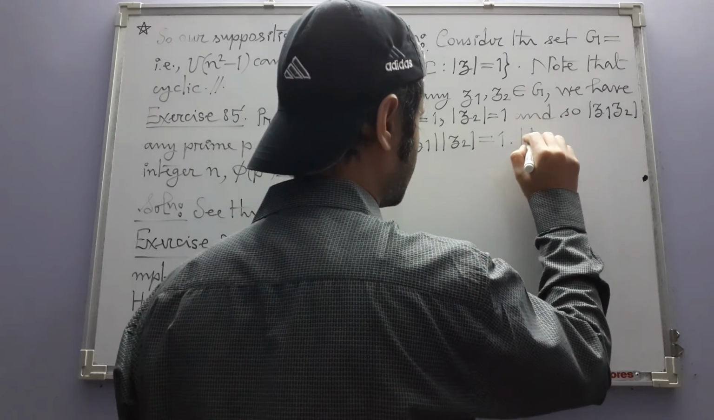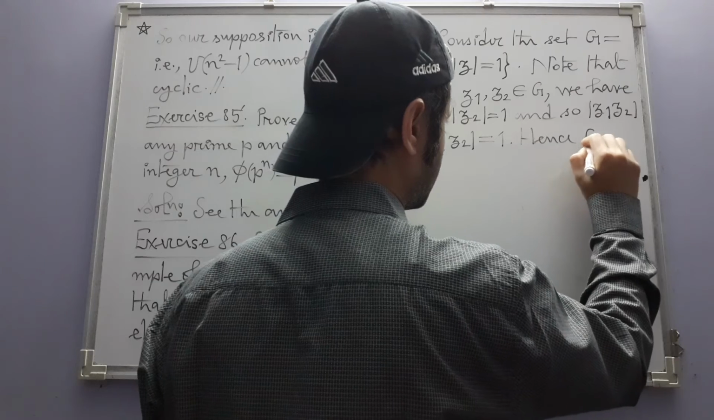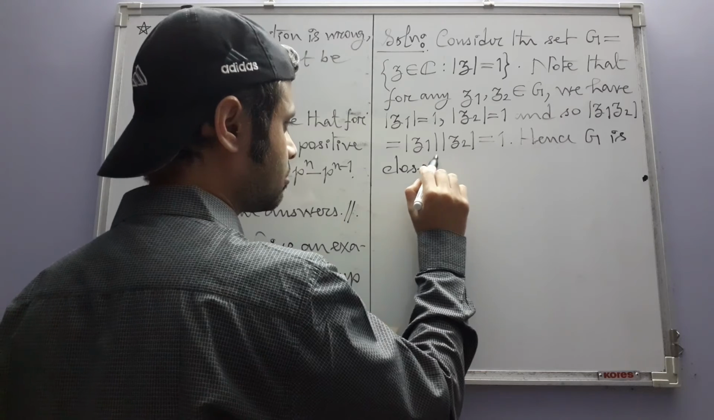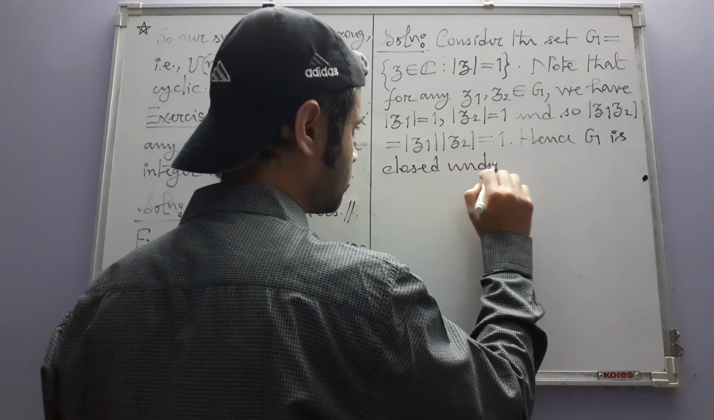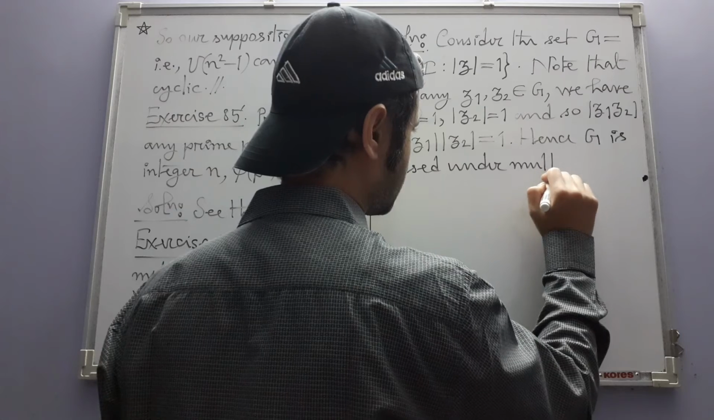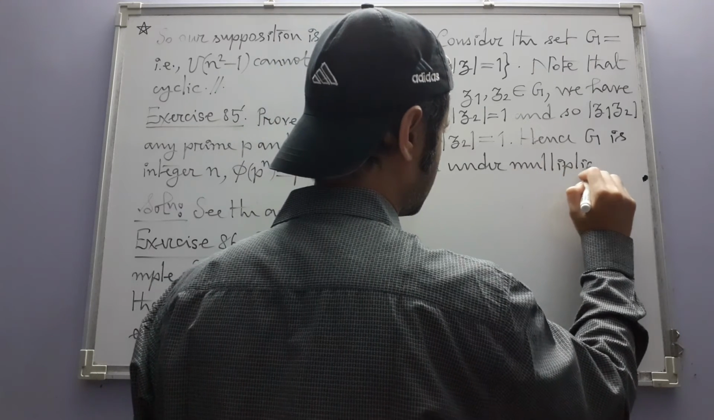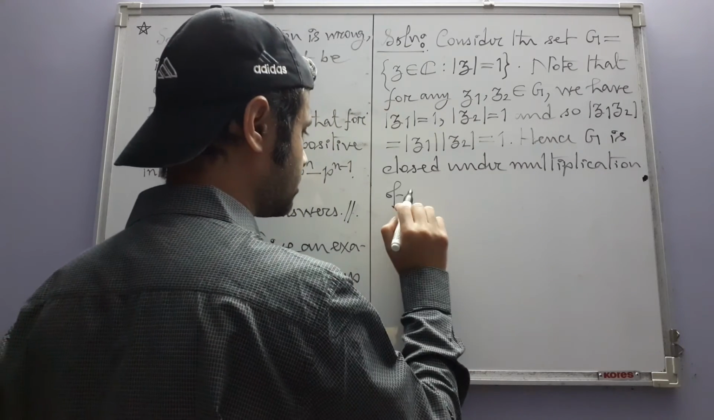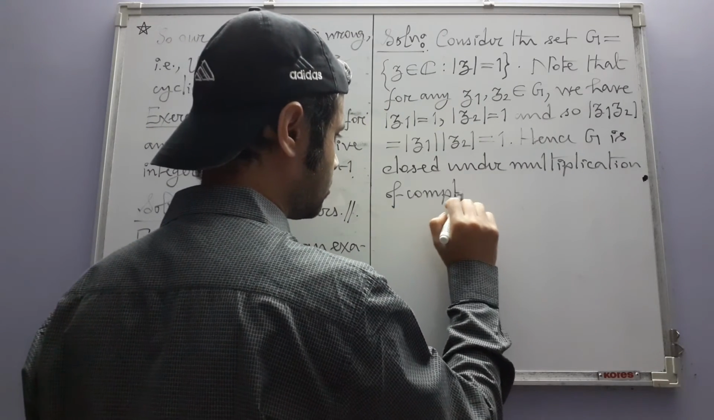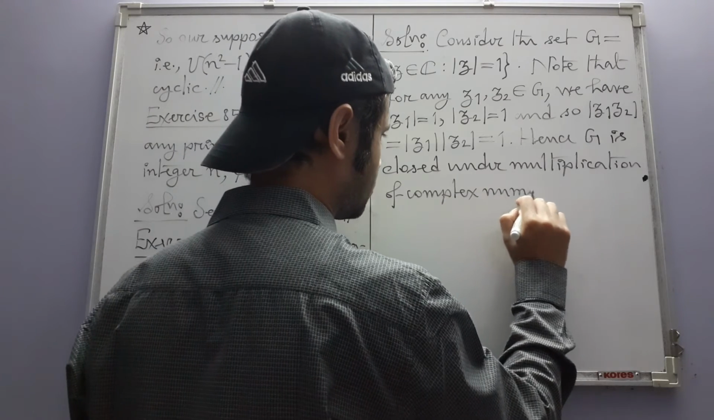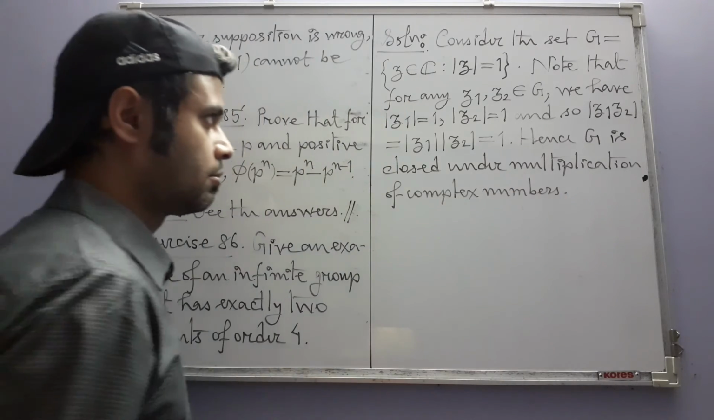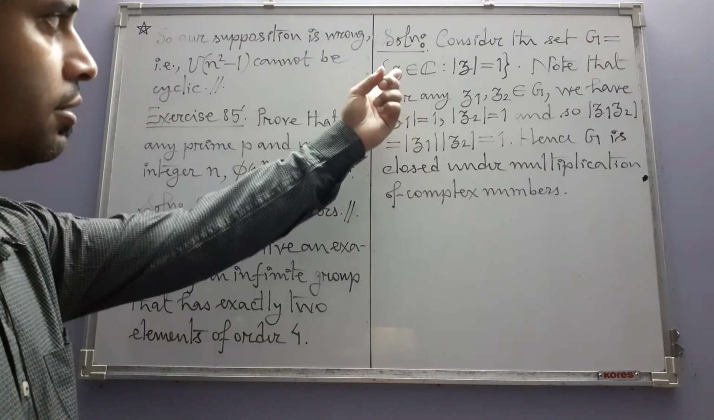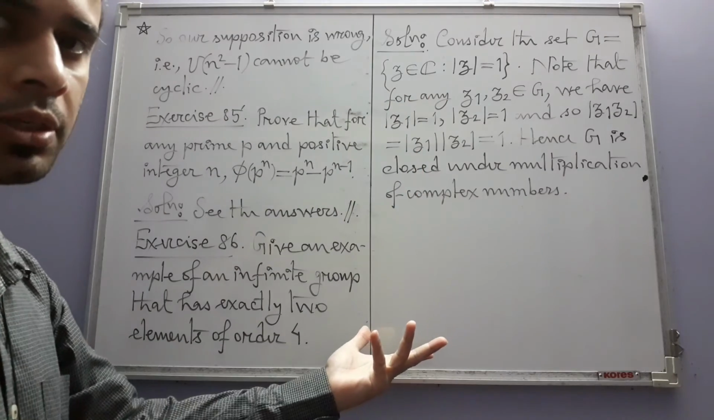Hence, G is closed under multiplication of complex numbers. That's one thing. So we are in fact showing that this G is a group under multiplication of complex numbers.